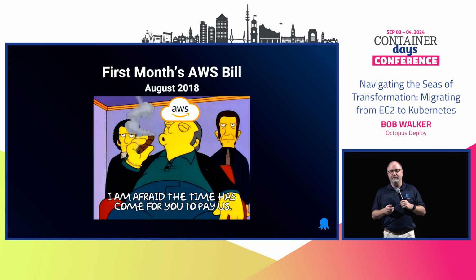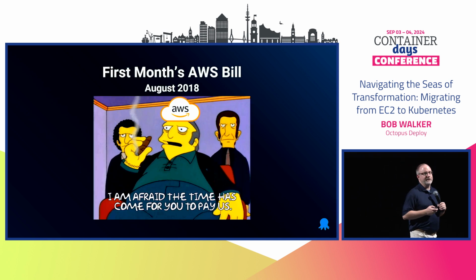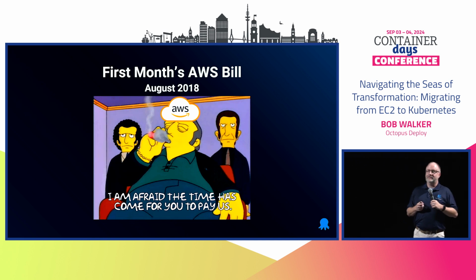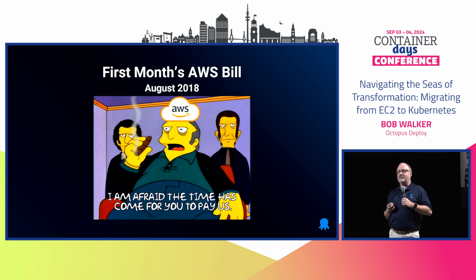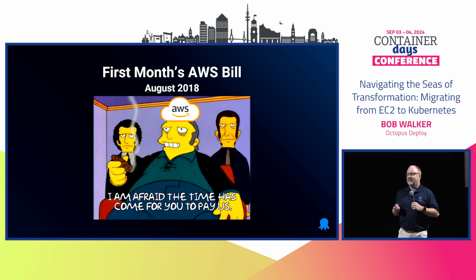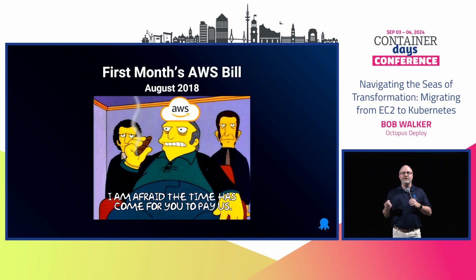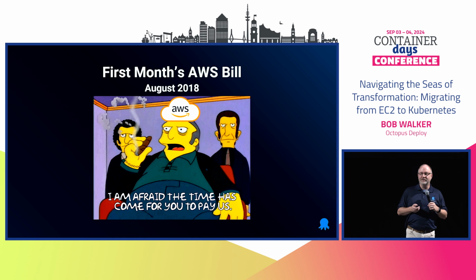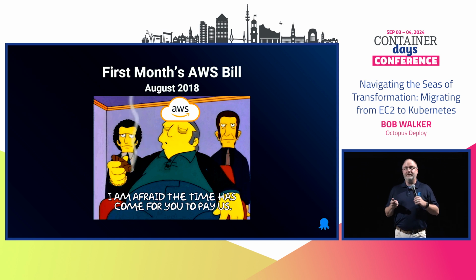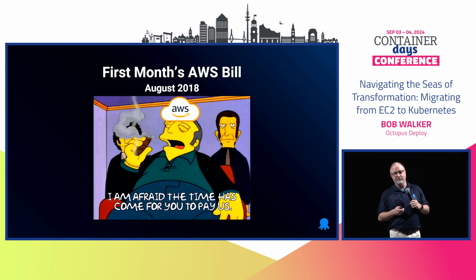And then August came, and we got our first bill from AWS. And I can't give you exact specifics as to the dollar amount, but what I can say is that if you use 2018 housing prices, I could have paid off my mortgage. So very, very concerning when we got that first bill.